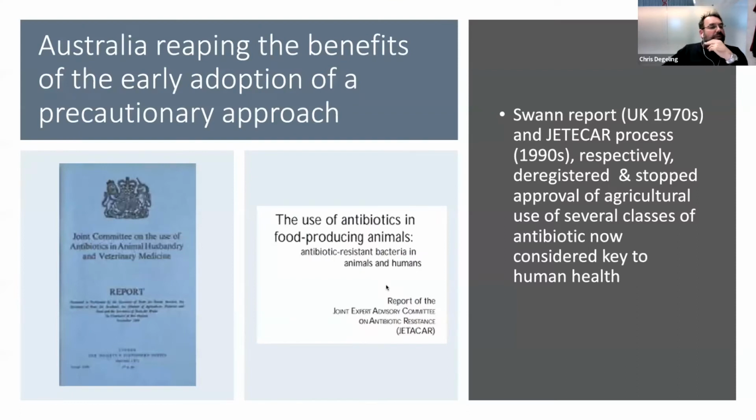we're reaping the benefits in some ways of an earlier precautionary approach, which was drawing on what's called the Swan Report from the 1970s, which pointed to agriculture as a drive of antibiotic resistance, which led to the withdrawal from Australian veterinary use of a number of different antibiotic compounds, which continued to be used elsewhere in the world.